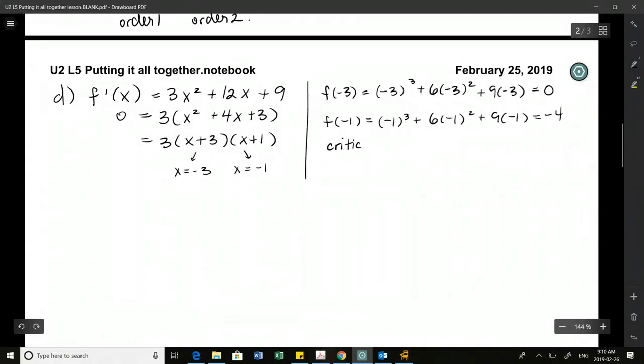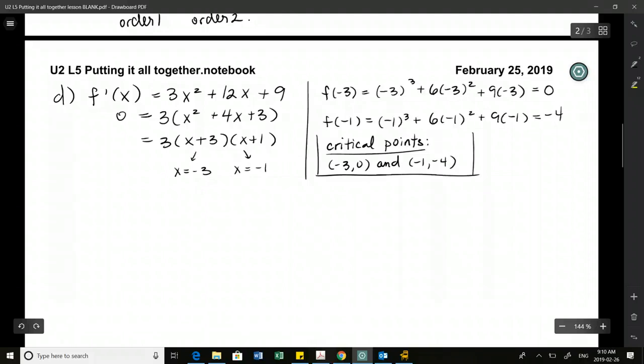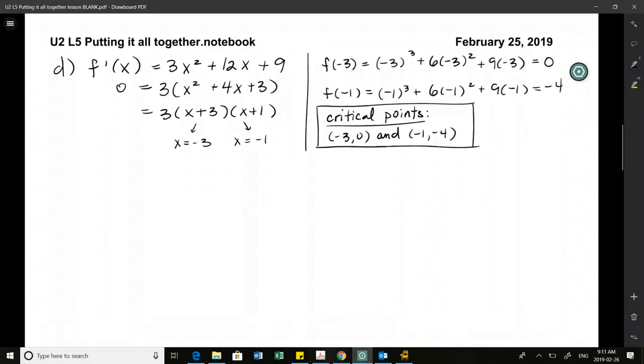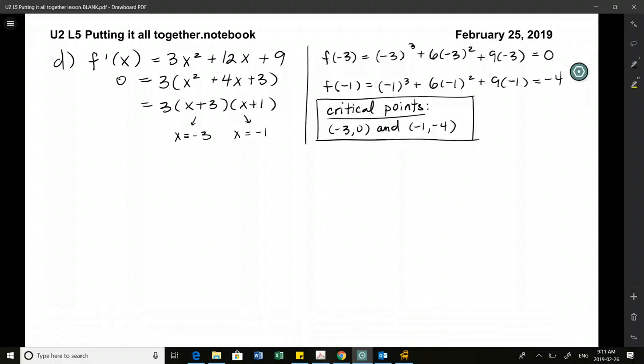Okay, so here's our critical points. They are at -3, 0, and -1, -4. Okay, we don't know exactly what these are just yet, but I'm going to box it up, as far as local max, local min, that kind of idea. Okay, and before we start doing charts or anything like that, we're going to find the second derivative, find the point of inflection, and then we'll do it all together.